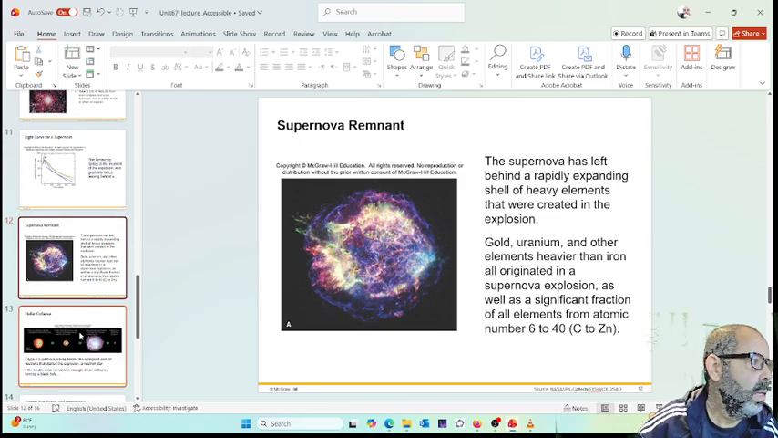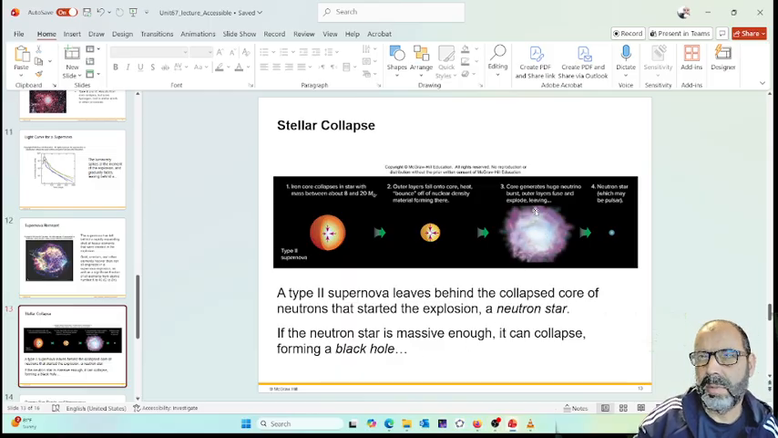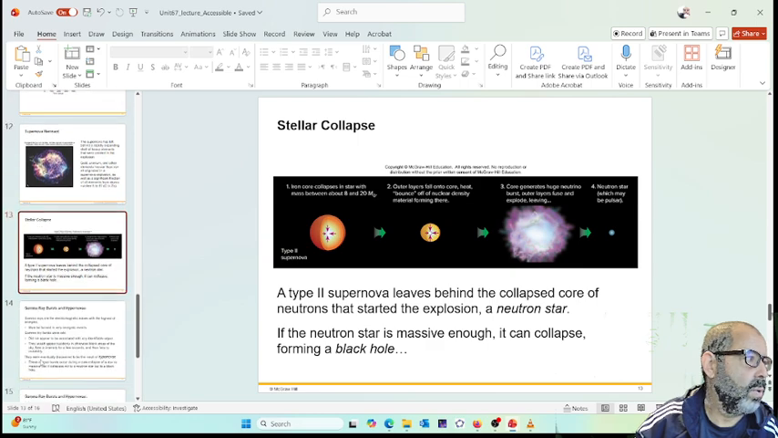Okay, so this is the type 2 supernova. This is the core collapse for a big star. It's going to form a neutron star inside the cloud that basically is going to be ejected and produce all kinds of elements, heavy elements in the periodic table, in the process. But if the neutron star is massive enough, then it could actually lead to a black hole. Okay.